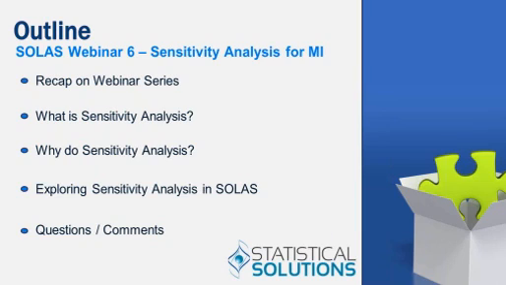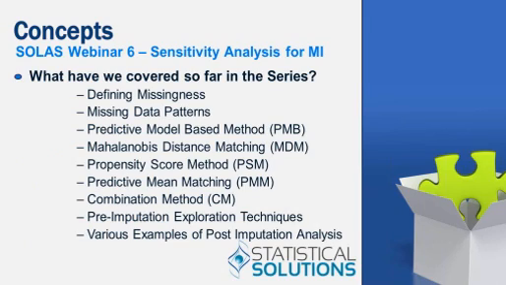So what did we cover so far? In this series we discussed defining missingness. What types of missingness are there? Monotone missingness, or non-monotone missingness, and how do we treat those in different ways? We also looked at the different types of missingness: missing completely at random, missing at random, and missing not at random. And then we looked at the different missing data patterns, which were non-monotone and monotone, and how you deal with those in the process of missing data analysis.